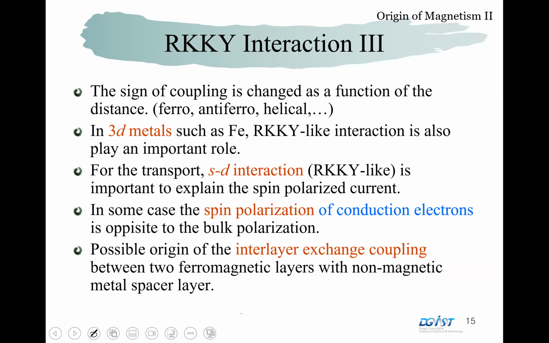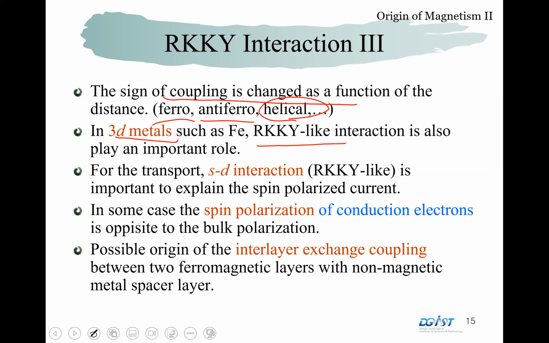And yeah, as I said, the sign of coupling changes as a function of the distance. So they can form ferro or antiferro, or sometimes they form a helical structure. Helical structure means the spin direction is rotating with distance, making some helical pattern. Okay. In 3D metals, Heisenberg exchange coupling is dominant, but some people said RKKY-like interaction is also important, even for the 3D metals.